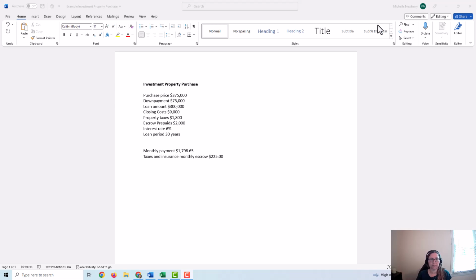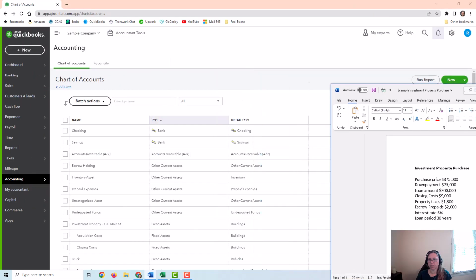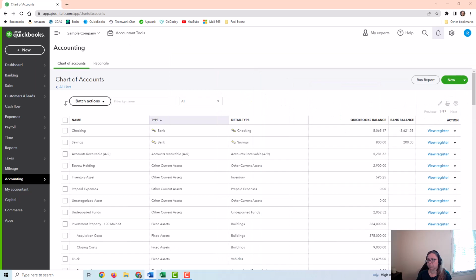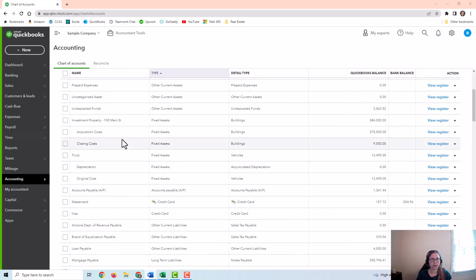Okay, so I'm going to show you what I set up in QuickBooks. I set up some building accounts. I set up basically one account for the investment property, but then I have two sub accounts for acquisition costs, which would be the purchase price and closing costs. So you would want to put any closing costs in here that you want to capitalize.